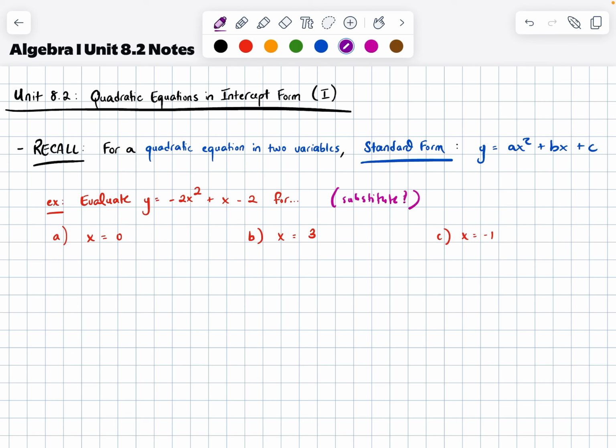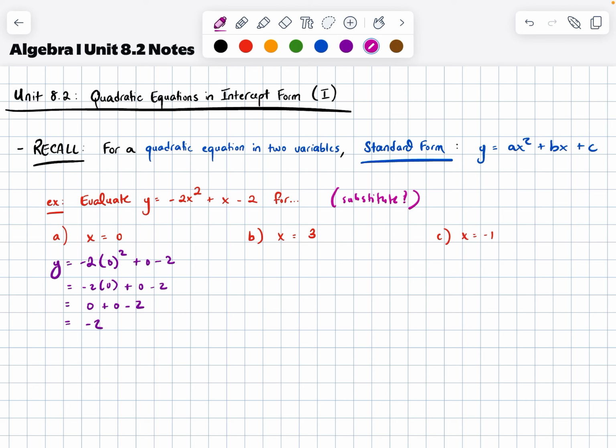So what I'm trying to do here is take my equation, and for each of these values of x, every time that I see an x in my equation, I'm going to substitute in the value of x that I'm evaluating for. So here, y is going to be equal to this guy on the right. All I need to do is simplify the right-hand side, and I'll get a value for y. So here, negative 2 times 0 squared, which is just 0, plus 0 minus 2. Negative 2 times 0 is 0. And putting it all together, 0 plus 0 is 0. 0 minus 2 is negative 2.